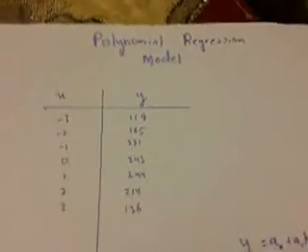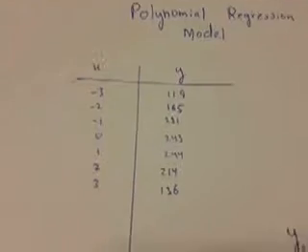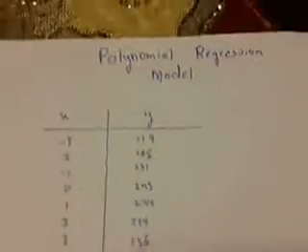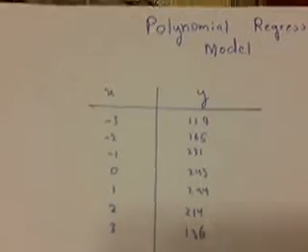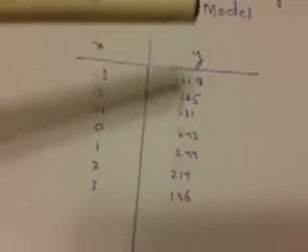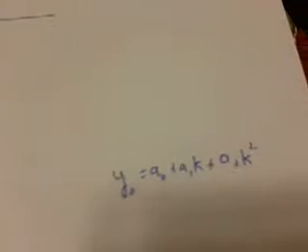Good morning, everyone. We're going to have a look at the polynomial regression model. What we basically have to do is form an equation that will help us make predictions. Now, a set of data points were given to us, values of x over here and values of y over here. And we have to form this equation that will help us make predictions.